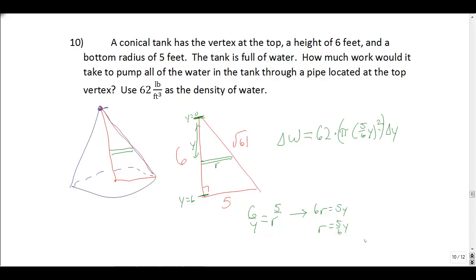So we get 25/36. And this is a formula I like to check. If we plug in y equals 6, we get 5 for the radius. That checks out. If we plug in y equals 0, we get 0. Okay, so that's the weight of that slab of water.